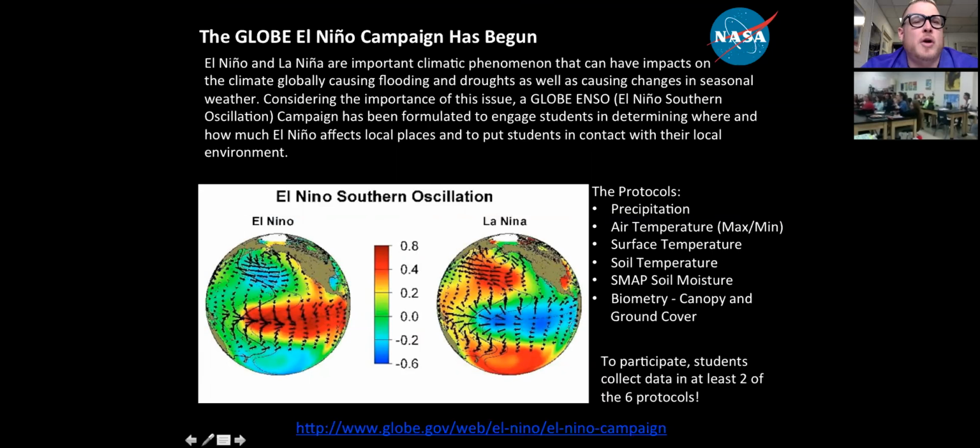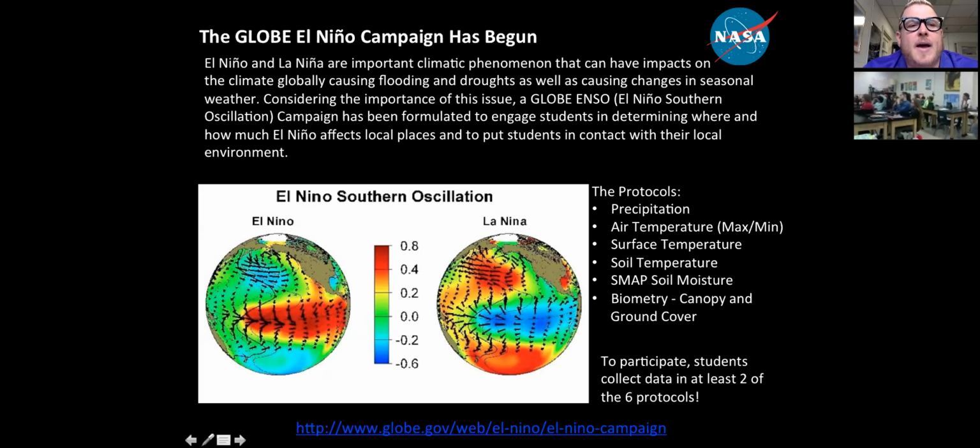So what's going on right now is called the GLOBE El Niño campaign. As you may know, we're right in the middle of an El Niño phenomenon. I should say we're at the tail end of an El Niño phenomenon. It's kind of winding down. But it's a climatic phenomenon that can have impacts globally, causing flooding and droughts, as well as causing changes in seasonal weather across the planet. One thing we do notice is we've had some countries like Peru where it's been unseasonably hot, and there have been some deaths related to El Niño and heat stroke. So areas that are a little cooler this time of year have gotten really extreme heat for long periods of time. And this is all due to El Niño.